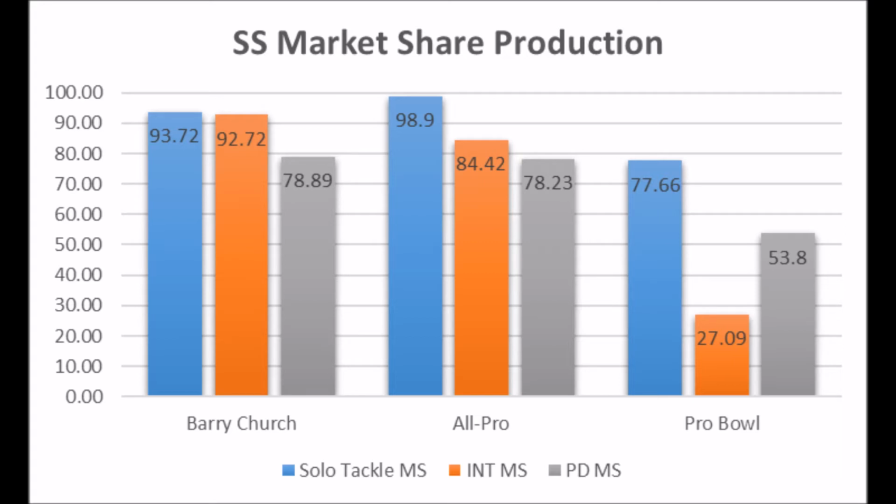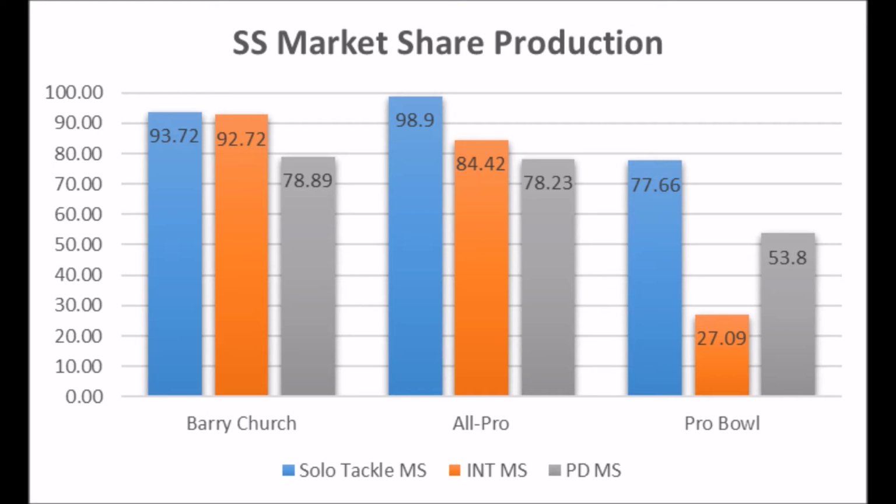He doesn't quite hit the solo tackle market share score he needs to hit, because all-pro safeties, at least strong safety types, hit 98.9 or higher. And then, of course, Pro Bowlers are about 77.66. So he's in between a Pro Bowl to All-Pro safety type. That's kind of the best way I can describe it based on his profile.